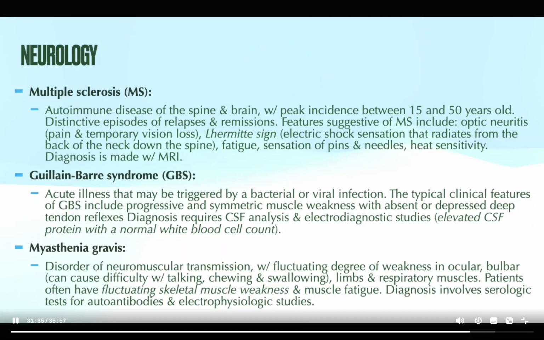Evaluation of suspected multiple sclerosis begins with a very detailed history and exam. All patients also have a brain MRI with and without contrast, and they're absolutely co-managed with neurology.